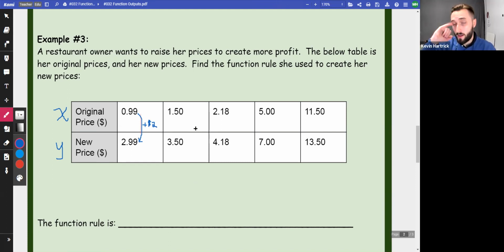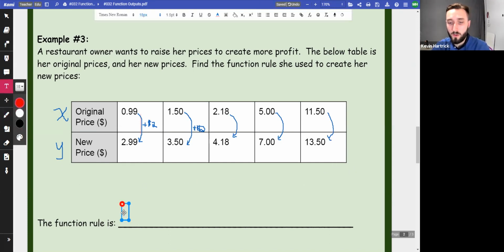Okay, so let's look at the second one. $1.50 was the original price. That's the input, and then the output came out to be $3.50. So is that still adding $2? That is adding $2. Okay, the same thing is happening here. $2.18 comes out to $4.18. $5 came out to $7, and $11.50 came out to $13.50. So what is our function rule? Our function rule is add $2. Okay, that's what she did. That's what the function rule did to all her original prices. It took the original prices, added $2 to them, and now has the new prices.